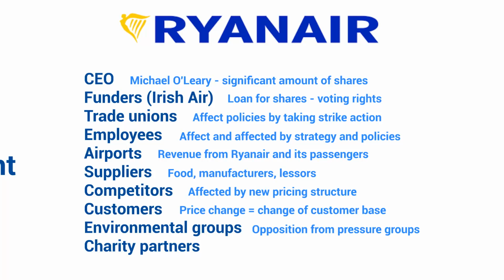And the final group of stakeholders that I've got down, but remember, this is not an exhaustive list of all of Ryanair's stakeholders, but the last one we've got are the charity partners. Now, Ryanair has a number of charity organisations that it supports financially. And of course, if Ryanair did badly, it may not be able to support them financially anymore, and so the charity could be in trouble. So, of course, the charity partners are very interested in Ryanair's strategies and activities.